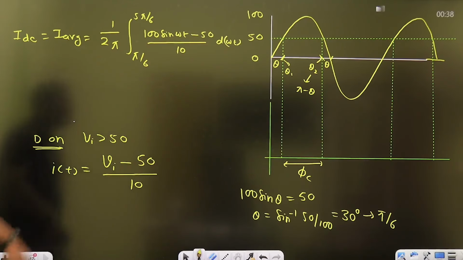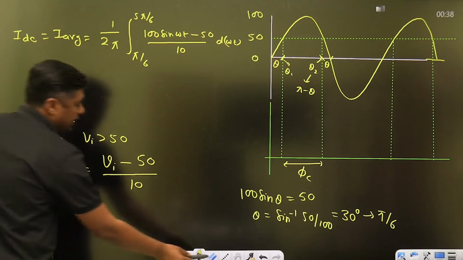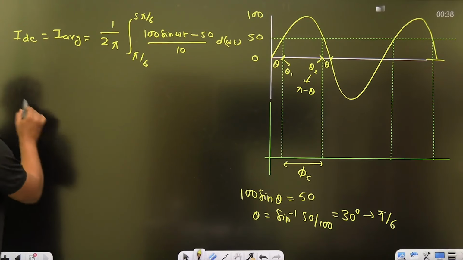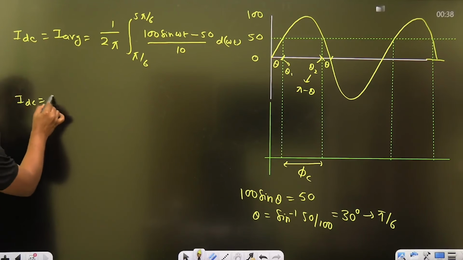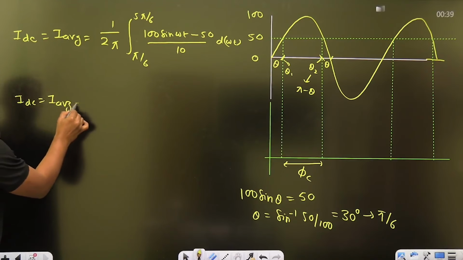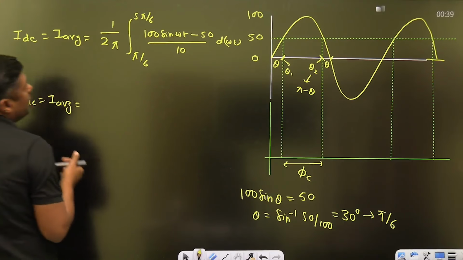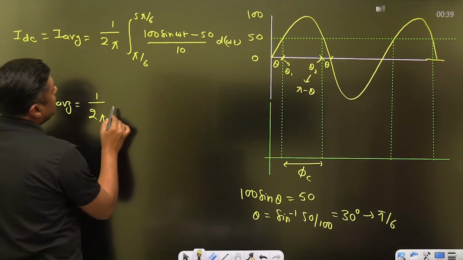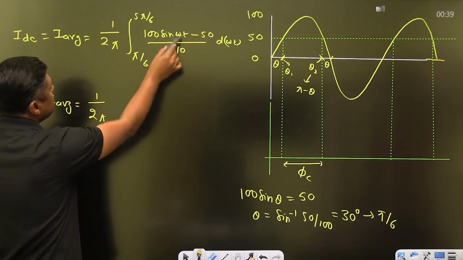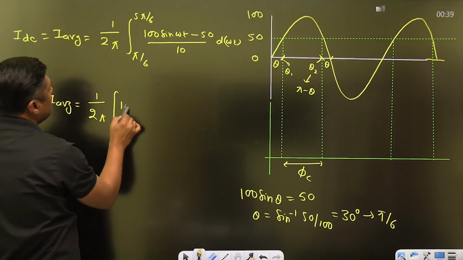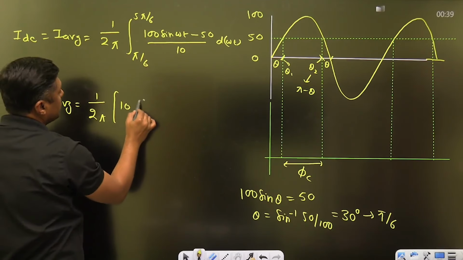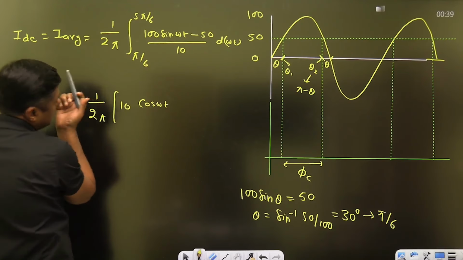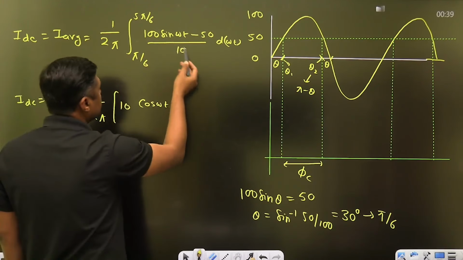Yes, now we have to integrate. We have got the range. Then I DC or I average is given by 1 by 2 pi over the total period. What is the integration of this? It is 10 sine of omega t. You can take the 10 as common. What is the integration of that? Cos of omega t upon omega, because it is integrating with respect to omega t. That's why this is the cos of omega t.